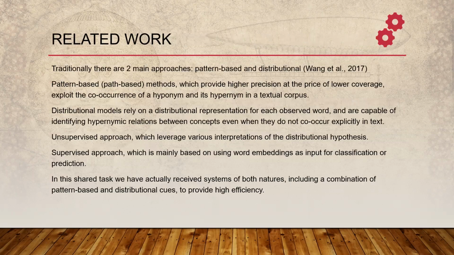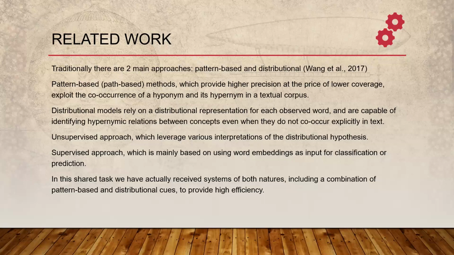Now, related work has been done. Mainly, there were two approaches at that point in time. One is the pattern based approach, in which, given a textual corpus, based on the occurrence of a pair of words, we find out whether there is a hypernymic relationship between those pairs or not. It has high precision, but lower coverage.